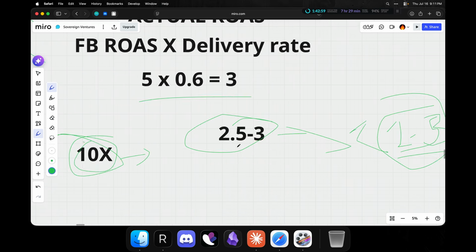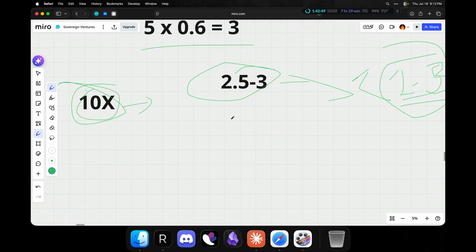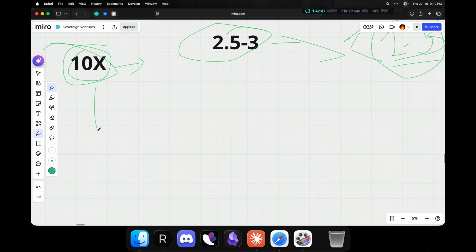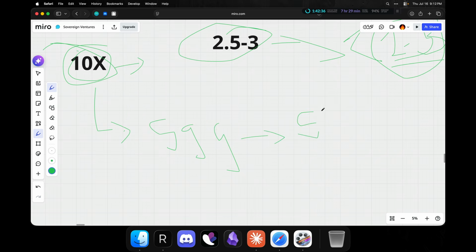Okay. Anybody showing you 10x ROAS is not making the amount of money you think they're making, because it's simply not possible. If they were actually doing 10x ROAS with 80% delivery rate, I'll help you understand how this works. Let's say 10x ROAS, and you're selling something for 599 rupees. That means your cost per purchase is 59 rupees. Let's just take 60.